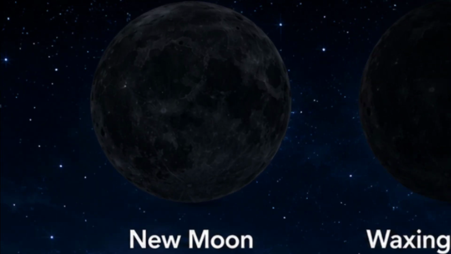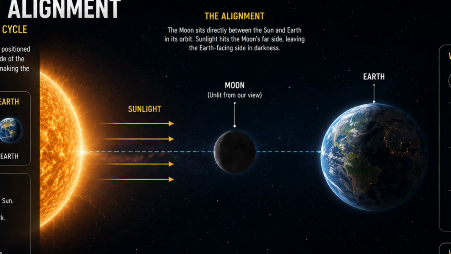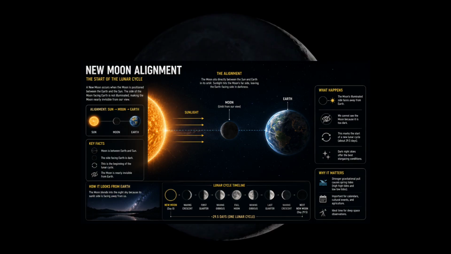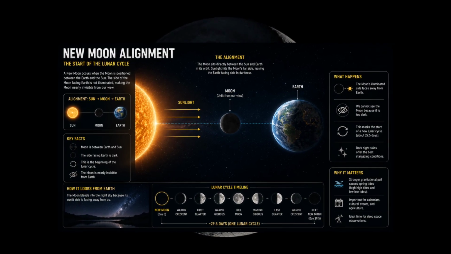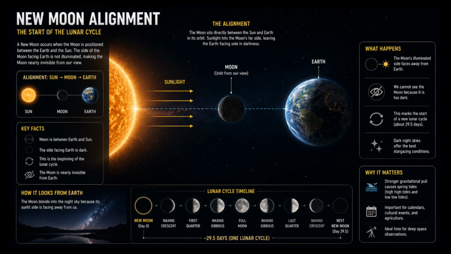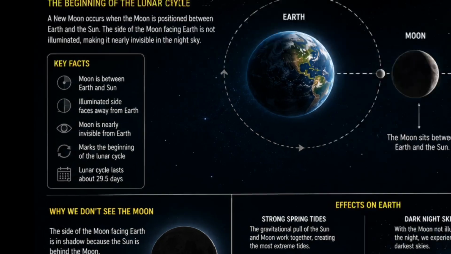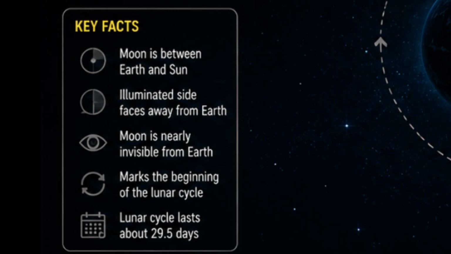New moon. A new moon occurs when the moon is positioned between Earth and the sun. The side facing Earth receives almost no direct sunlight, making the moon nearly invisible in the sky. Although it cannot be seen, the moon is still present and continuing its orbit around Earth. This phase marks the beginning of the lunar cycle, which lasts about 29.5 days.